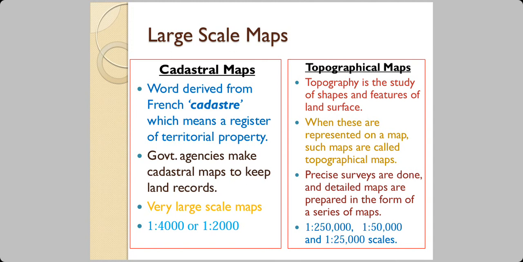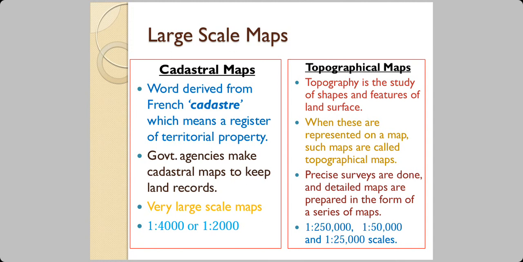Now, what is a cadastral map? The word cadastral comes from the French word cadastre, which means a register or a book in which the government keeps the record of land, of what you call the owned land. If you are owning a piece of land, or piece of property, or territorial property, they keep a register of that. That is a cadastral map, and that's a cadastre. The government agencies make cadastral maps to keep land records, and these are very large scale maps. The ratio is often 1:4,000 or 1:2,000.